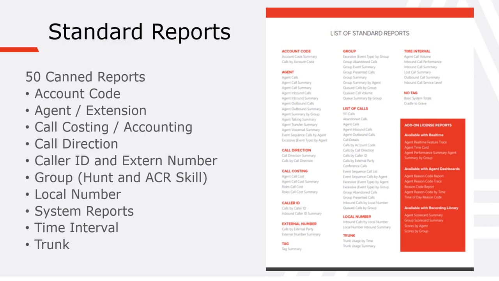You can run reports on call direction, inbound, outbound, and internal. You can run reports on caller ID, name, and number. All of the hunt groups, as well as ACR skill groups, which we'll talk about within the contact center. You'll notice it does not report on the ACCS skill groups.